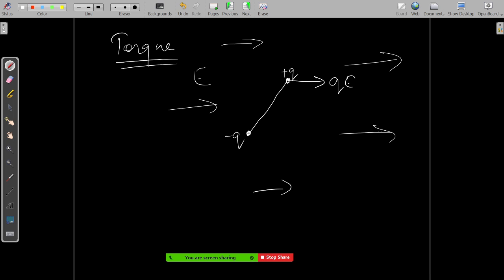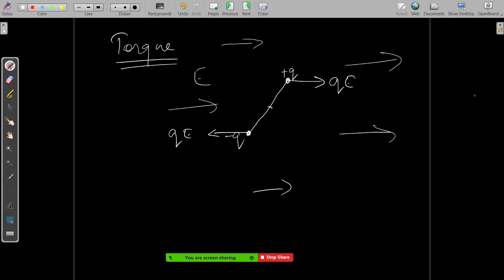Torque. On this particular charge, the force is in this direction, which again equals QE, if a constant electric field is given. So the total torque is how much?